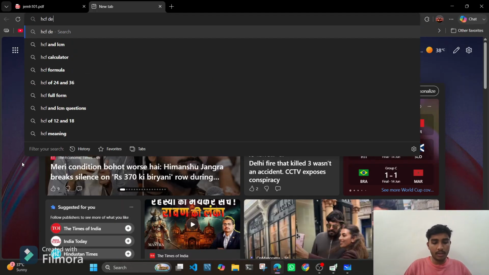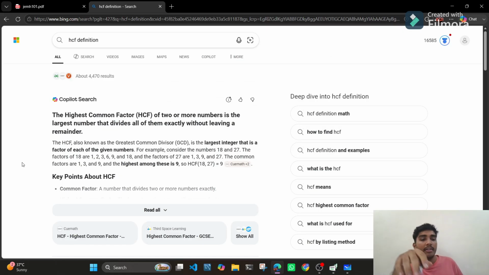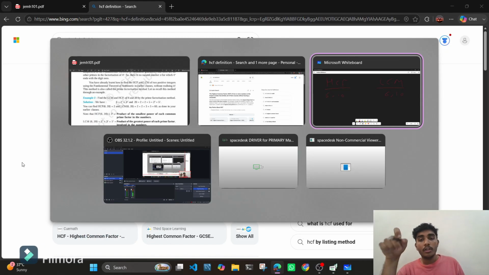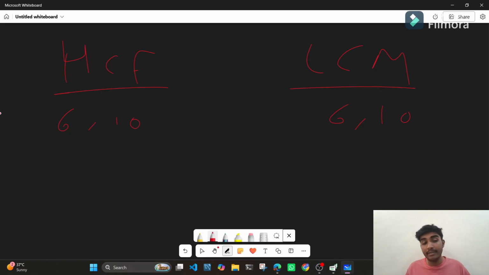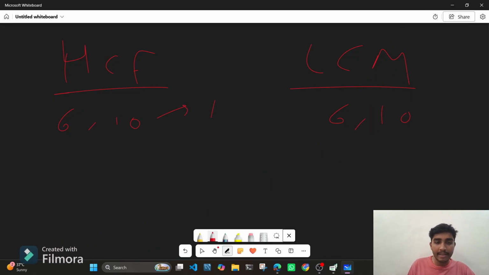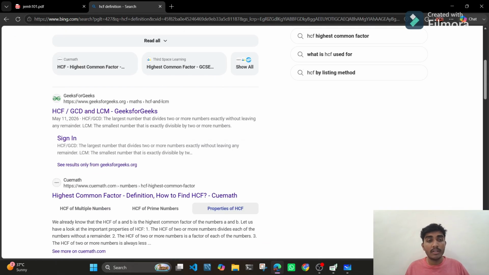I'll just give you the definition for HCF. HCF is the highest common factor of two or more numbers. It is the largest number that divides all of the given numbers without leaving a remainder. So basically, we need to find a number that divides 6 and 10 exactly without giving any remainder, and the number should be very high. For example, 1 also divides 6 and 1 also divides 10, but this is not the maximum possible number we have. We can get one more number as well. So this is not the highest one.